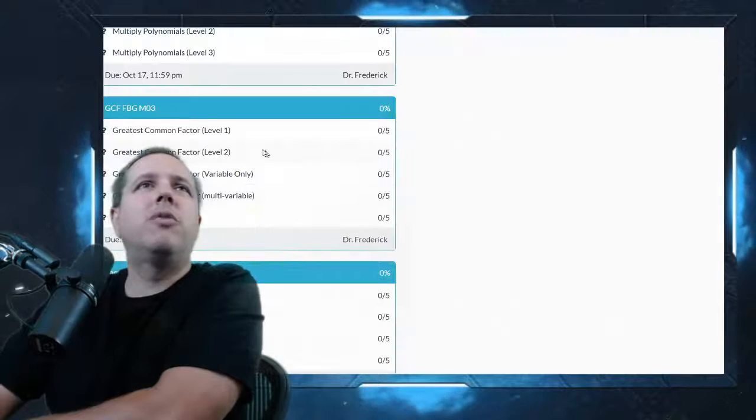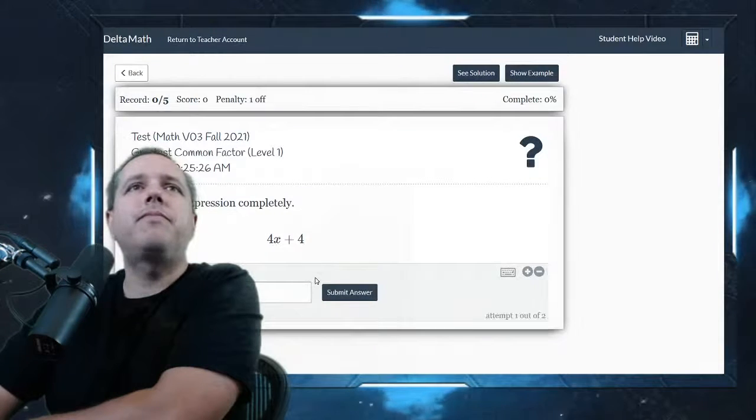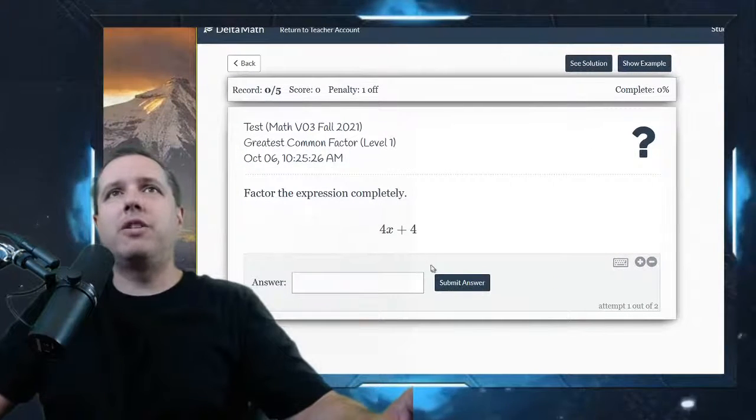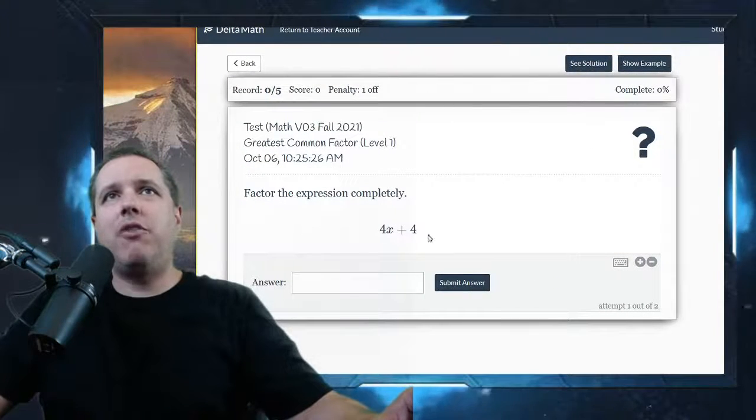So let's take a look at what these look like in here. So let's look at a couple homework problems. So factor the expression completely. Okay, what can I take out from both of these?